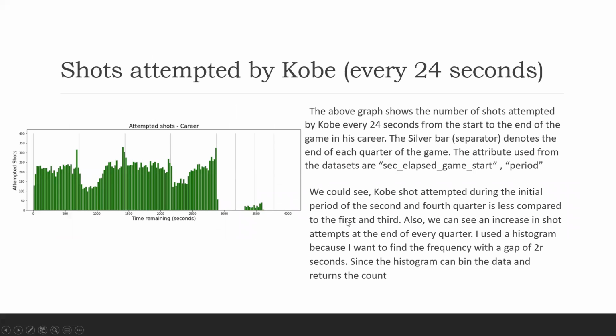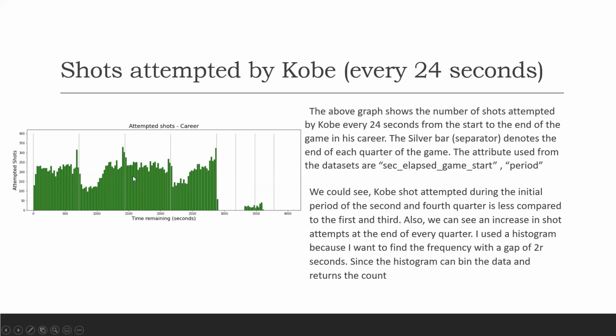This is the first visualization. This is a chart of shots attempted by Kobe. The chart shows the number of shots attempted by Kobe every 24 seconds from the start of the game for the entire career. The silver bar is a separator which marks the end of each quarter of the game.